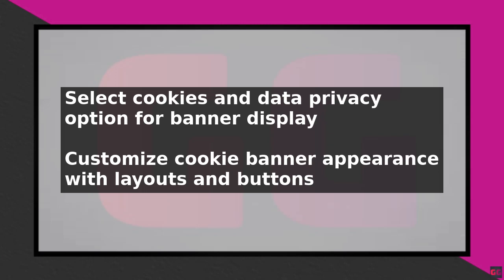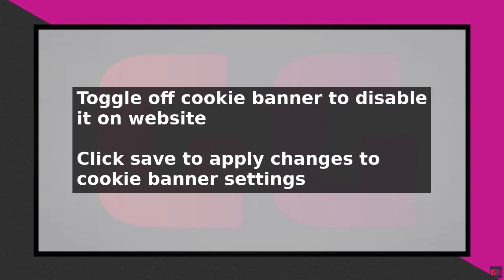Select the Cookies and Data Privacy option, where you can choose to display a cookie banner on your site and access advanced privacy settings. From here, you can customize the appearance of the cookie banner, including the Accept and Manage buttons, and select from various layouts. If you wish to disable the cookie banner, simply toggle it off and be sure to click Save to apply your changes.